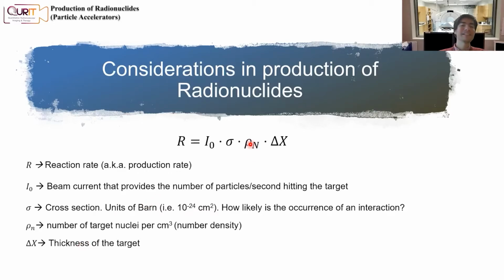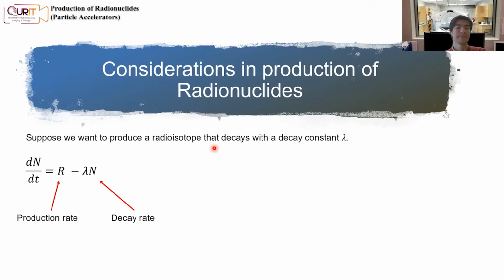It depends on the density of target nuclei in that target. So how many target nuclei do you have per centimeter cubed of that target? And it depends on the thickness of the target. These are things to consider when we're trying to produce radioisotopes. You can think of I as being the current, like how many neutrons are hitting the target if we're talking about a nuclear reactor, or how many protons are hitting the target if we're talking about a cyclotron. But let's suppose that we want to produce a radioisotope that decays with a decay constant lambda.